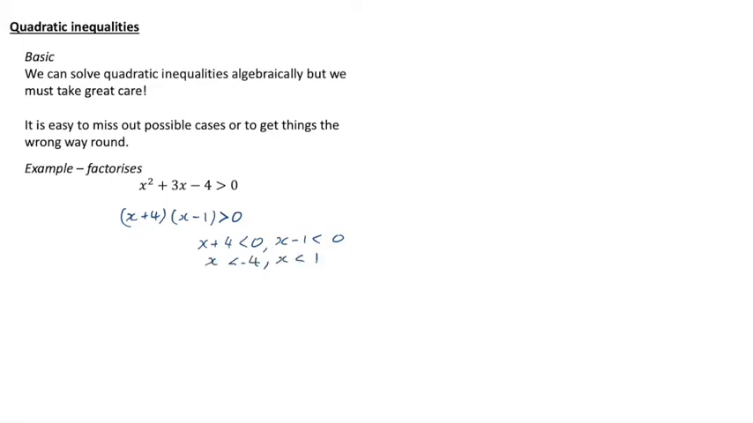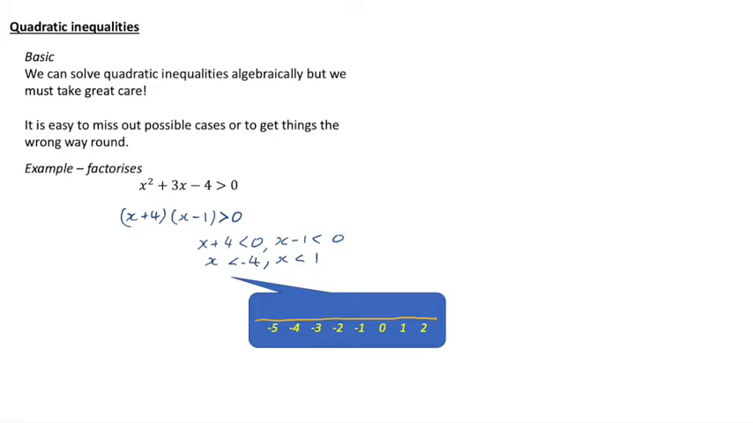The first one, x plus 4 being less than 0, tells us that x is less than minus 4, and the second one tells us that x is less than 1. Now, this is another place where it's easy to get things wrong, but we'll have a quick look at this with a number line. The first one tells us that we're looking at values from minus 4 downwards. The second one tells us that we're looking at values from 1 downwards. Now, we need both of these to be true. This is not an or, this is an and. So the actual one that we need is x is less than minus 4.